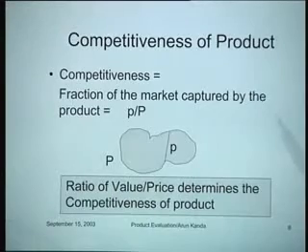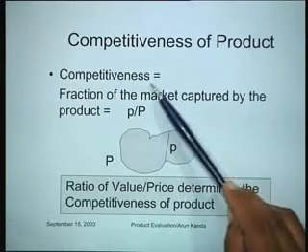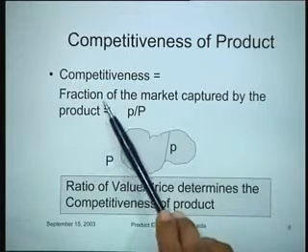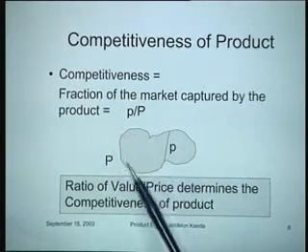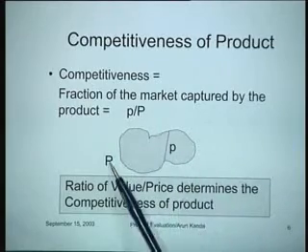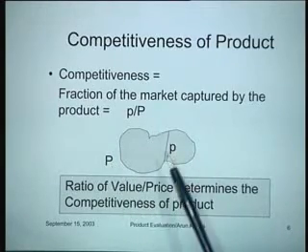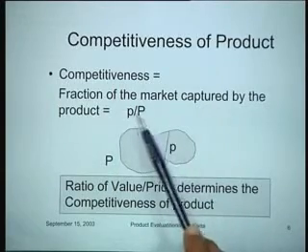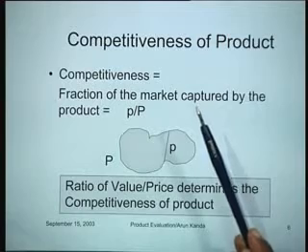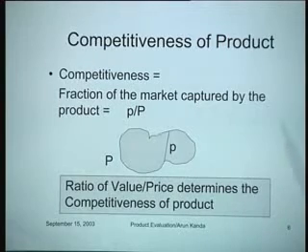We can define a term called the competitiveness of a product. Any product, we define competitiveness, and competitiveness is nothing but the fraction of the market captured by the product. So if this is the total market for a certain product, which is denoted by a volume P, and the small p is the value that the product captures, then p by P will be a ratio which will lie between 0 and 1, which will give you an idea of the fraction of the market that is being captured by the product, and this is defined as the competitiveness of the product.